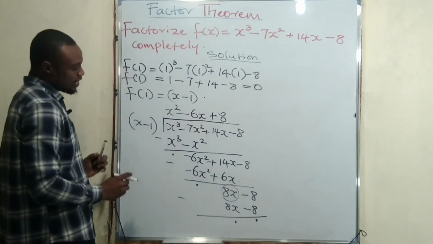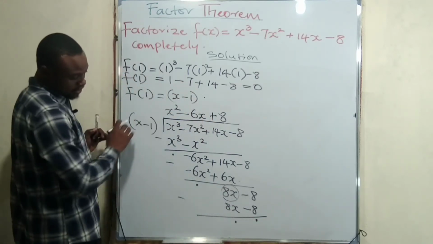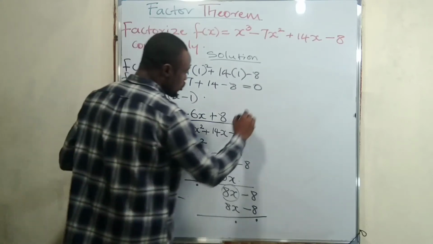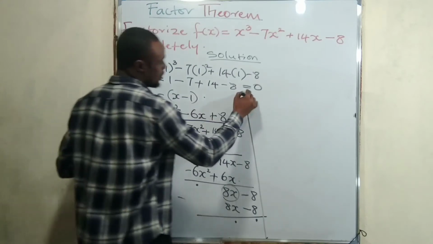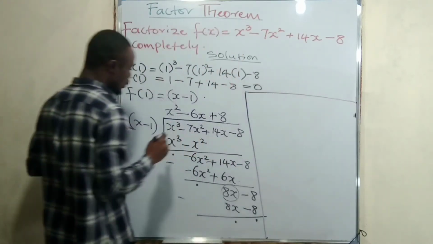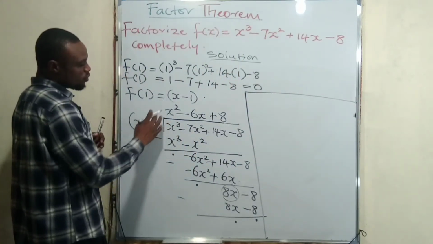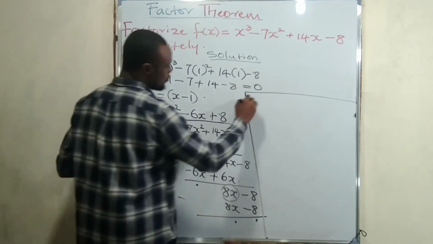So, we now finally have that what? This is our quotient. This is our quotient. So, I am going to put a line here like this to factorize the quotient. So we are going to factorize this particular quotient. So we now finally have that the polynomial is what?